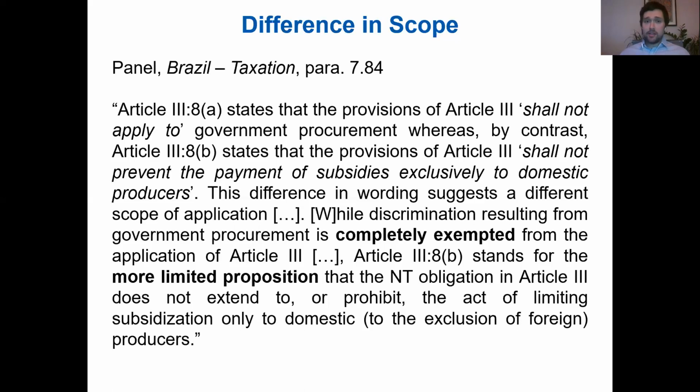We clearly understand that 3.8a, government procurement, is an exemption, so it is completely not subject to disciplines of Article 3. As far as Article 3.8b says, shall not prevent, it is more likely to be treated as an exception from the provisions of Article 3, generally from Article 3, because nothing in this article shall prevent, as the text reads.